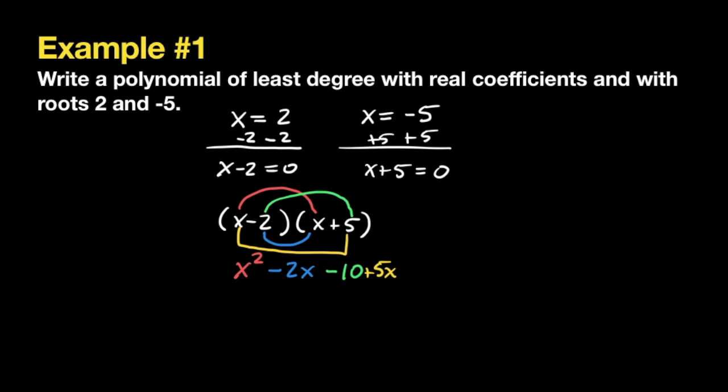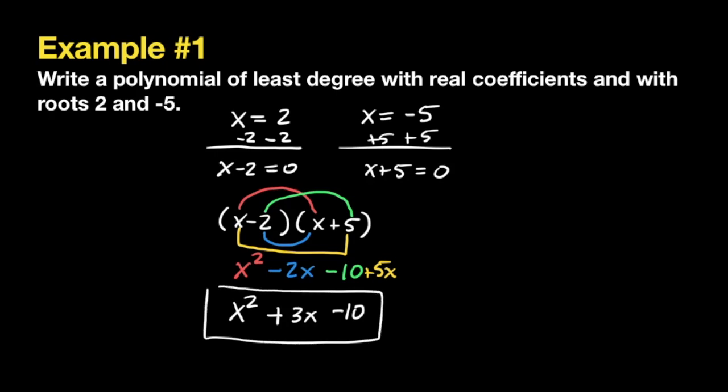We're going to combine like terms, so we only have x to the second right there. Then we have -2x and positive 5x gives us 3x, and then we have -10. So that's going to be our answer. We have x to the second power plus 3x minus 10. That is a polynomial of least degree with those roots.